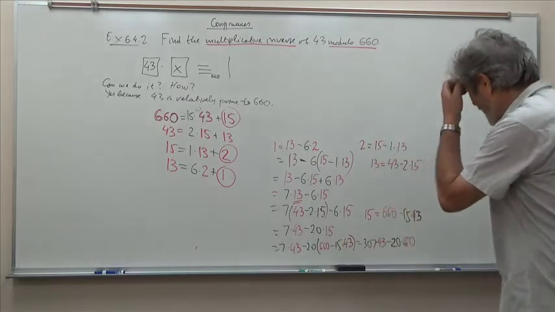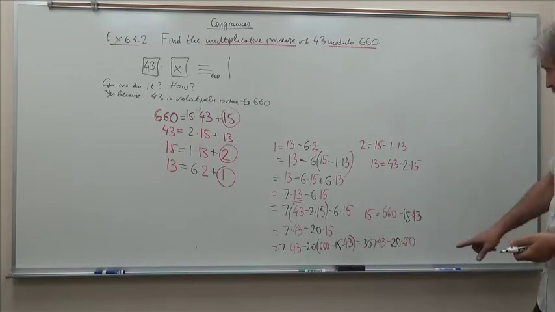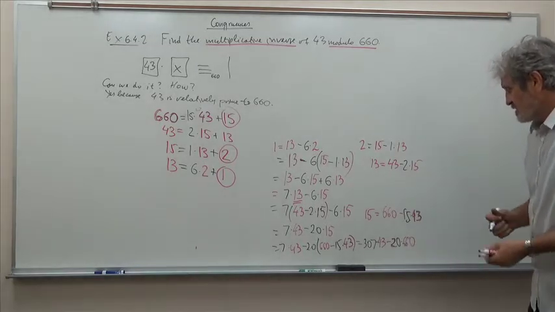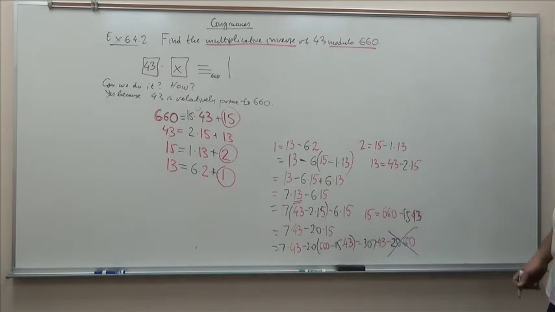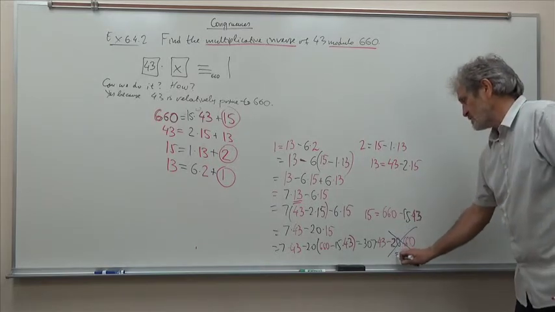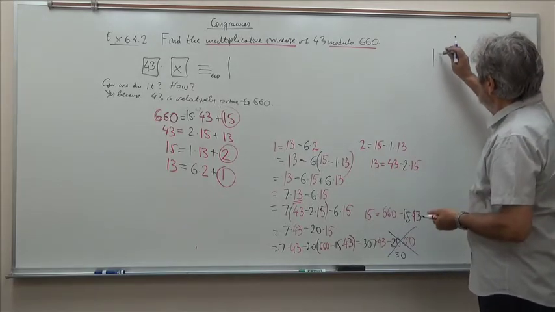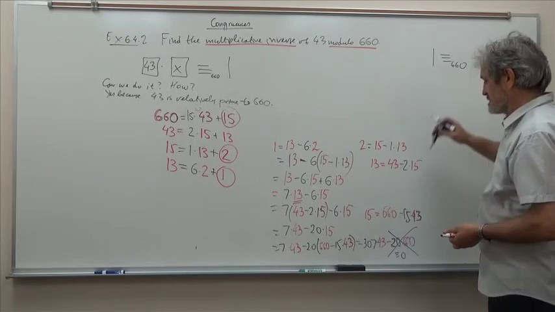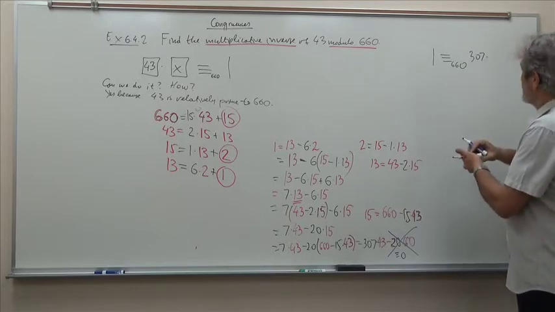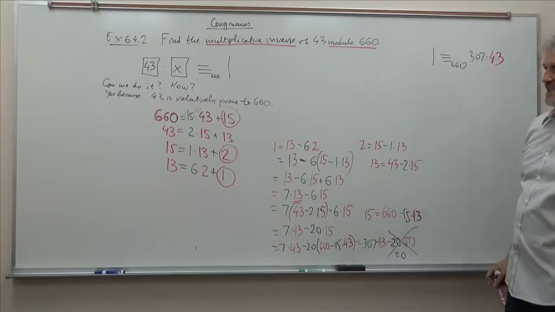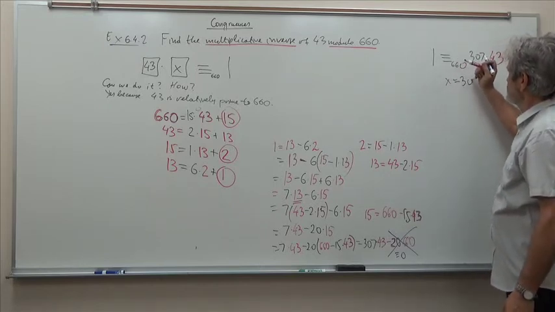307, yes. Now what? But how is this answering our question, 43 times x is congruent with 1? Look at this. This is a multiple of 660. So if you look modulo 660, that's a 0, because that's in the class of 0. So this is congruent with 0. So generally what we have is the following, that 1 is congruent modulo 660 with 307 times 43. So what is that telling us? That the x that we are looking for, x is 307.